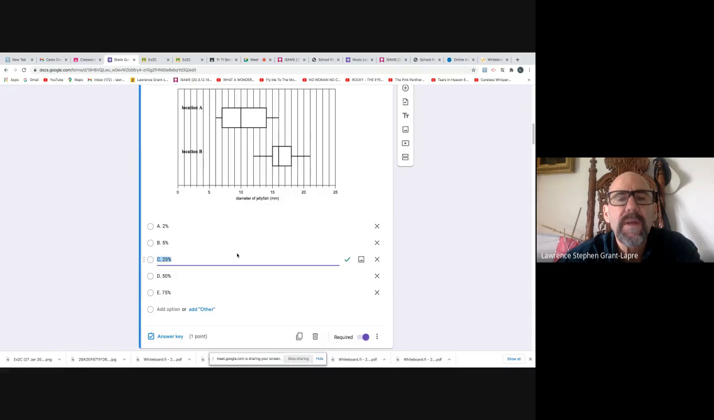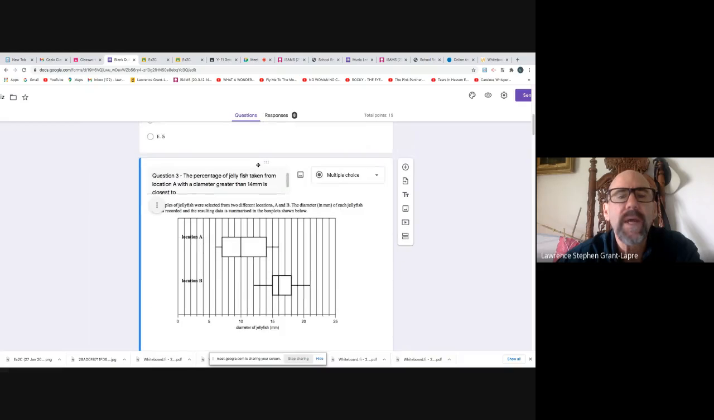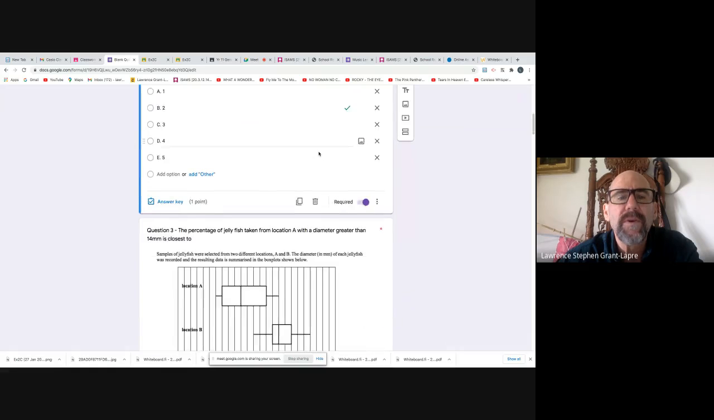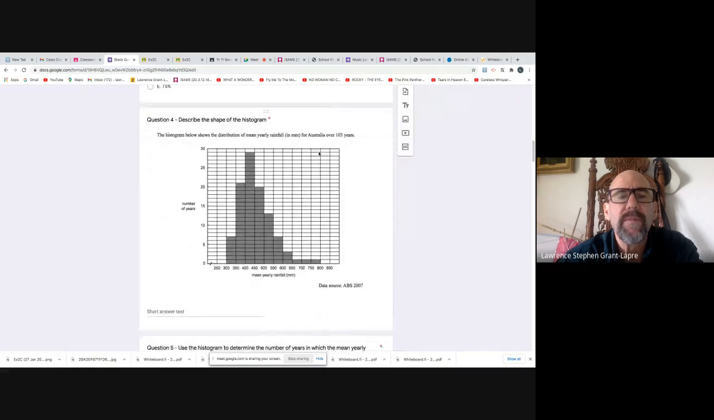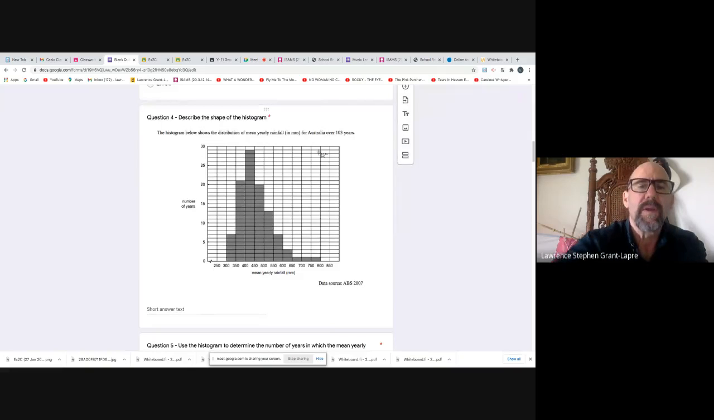That's the top 25%. That tail there is 25%. In fact, that line is Q3. So anything above the 3rd quartile is the top quartile. Okay. Now we're after question 4. The histogram described the shape.